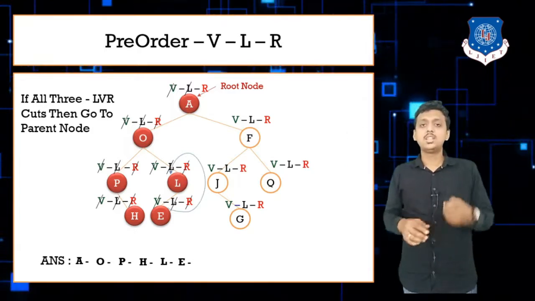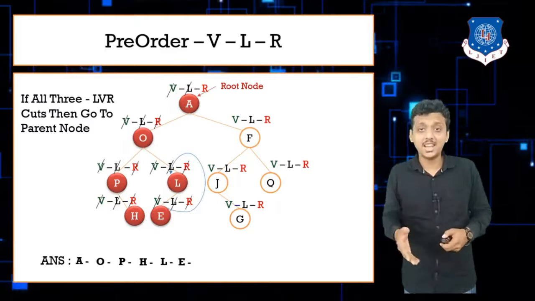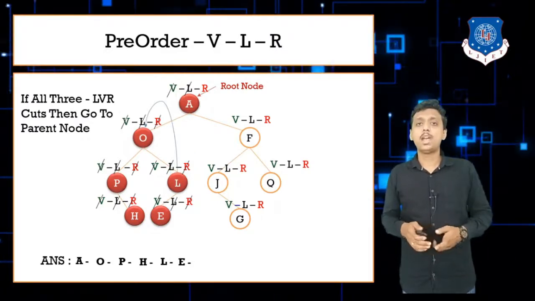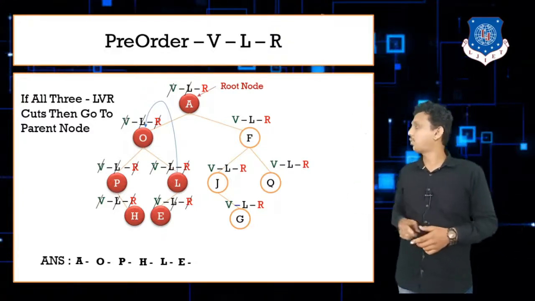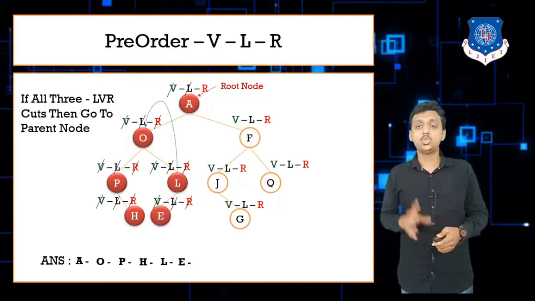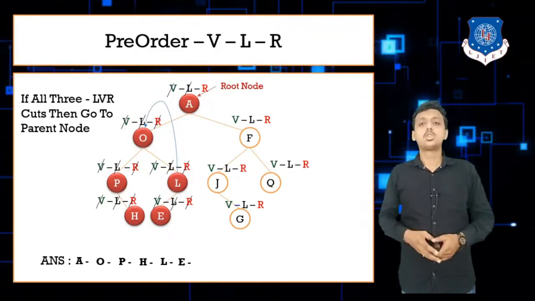Okay, now is there any right subtree of L? No. That means cut down R of L and then move again from L to O. Fine. So after it, I'm just moving again from L to O. Fine. Just check the O. Is there any remaining? No. So what to do?